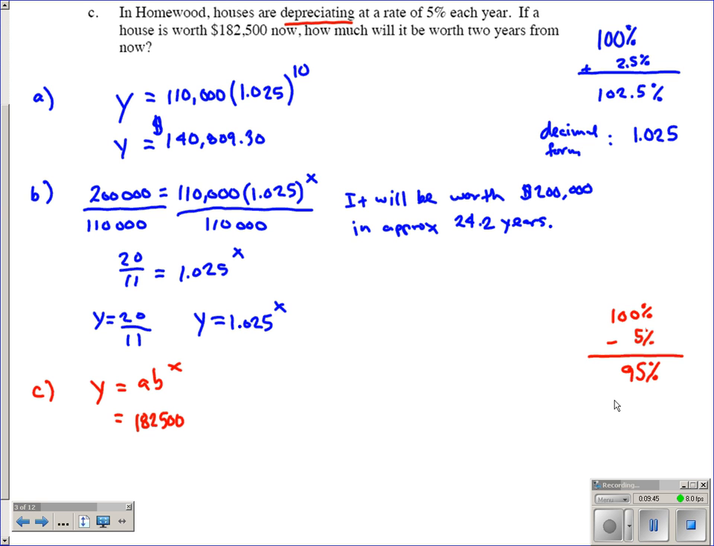So when we turn that into decimal form, we're going to have 0.95, which makes sense. The multiplier is less than 1, so it's going to be going down. Last part of our equation asks us how much will it be worth 2 years from now. So we're going to raise it to the second power. So let's do that here.